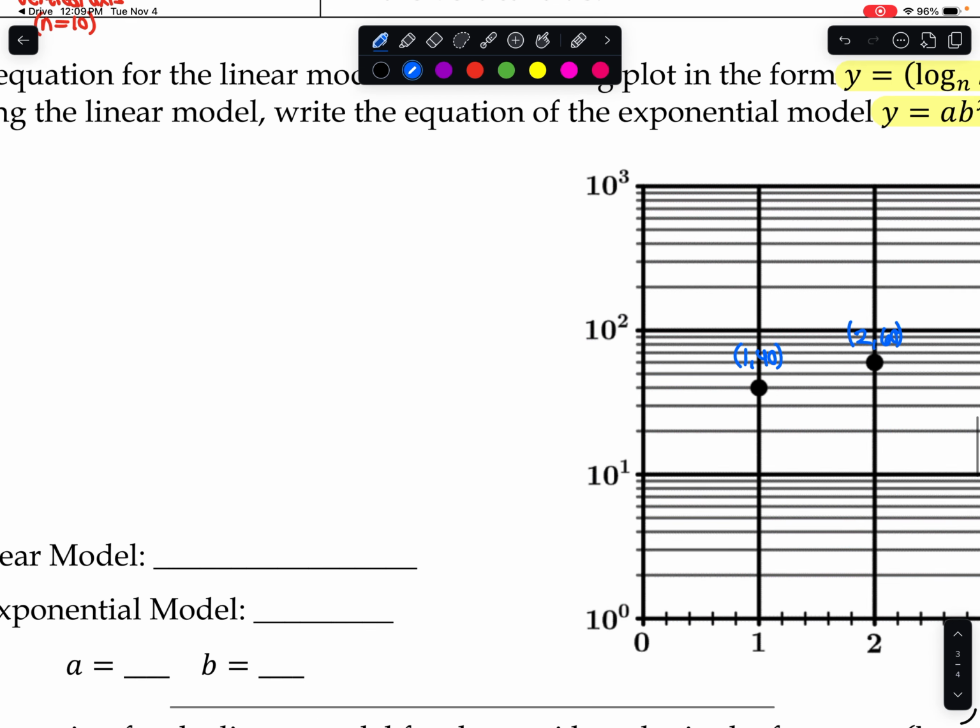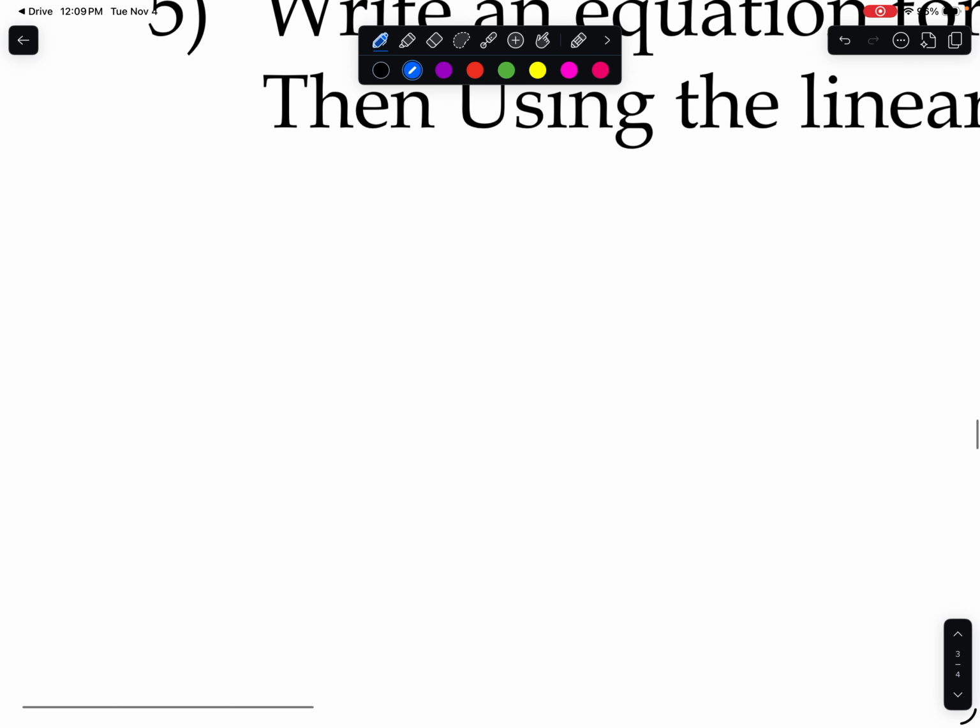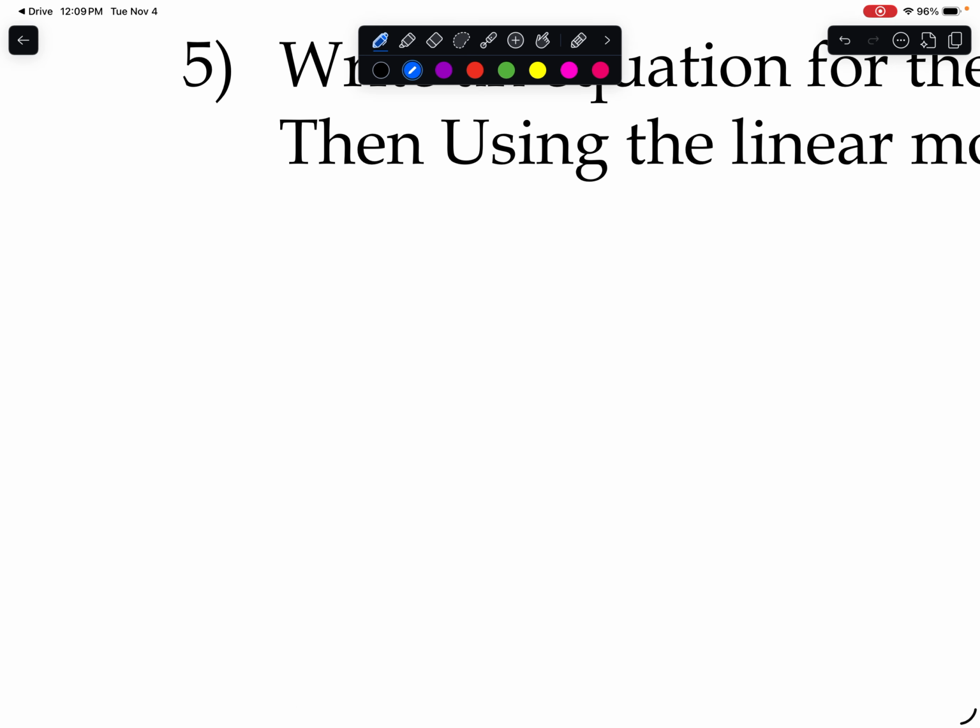Okay, so once we identify 2 points from your semi-log plot, the first thing I want to do is find the average rate of change. So I'm going to start with the average rate of change between these 2 points.